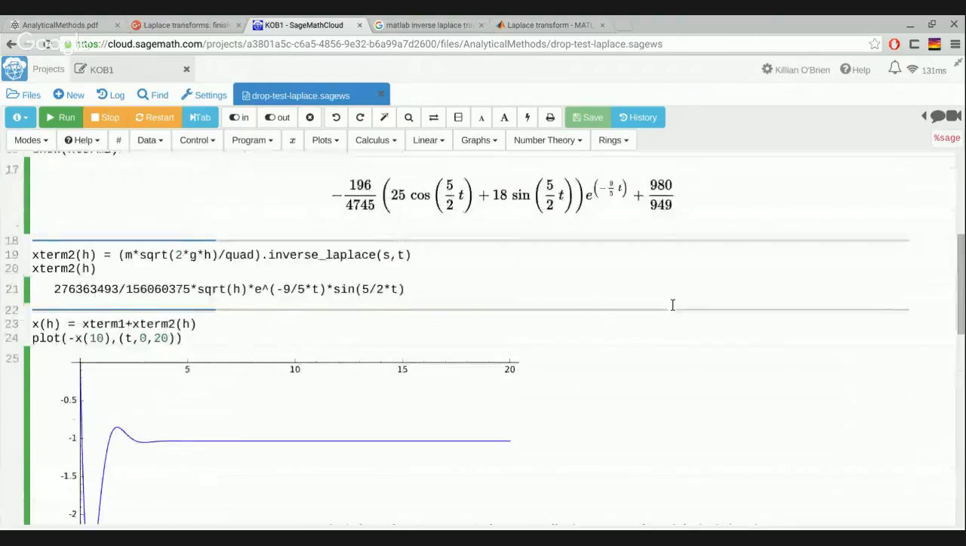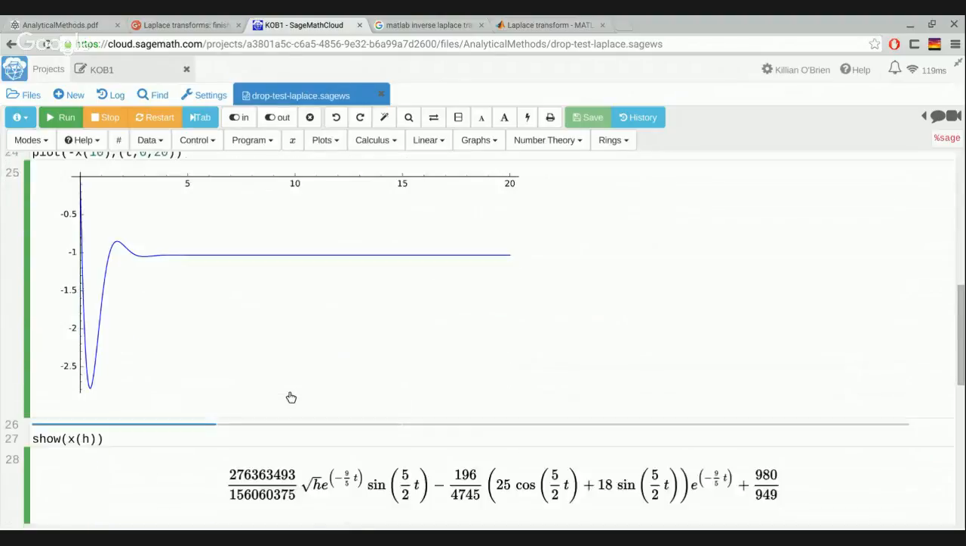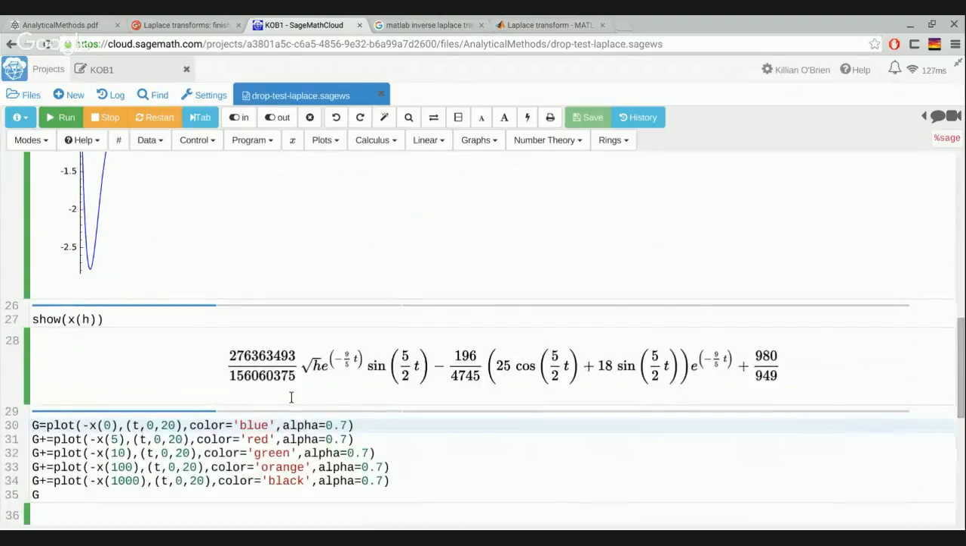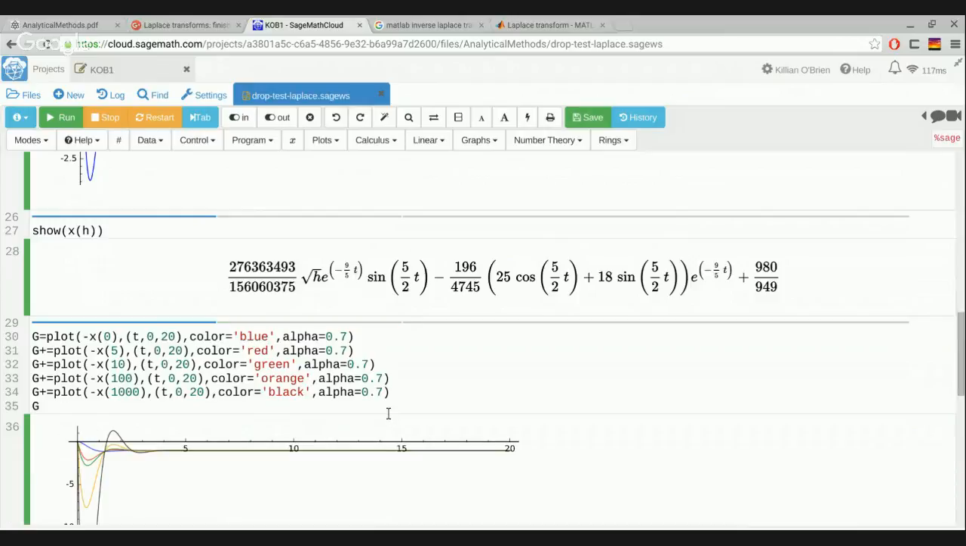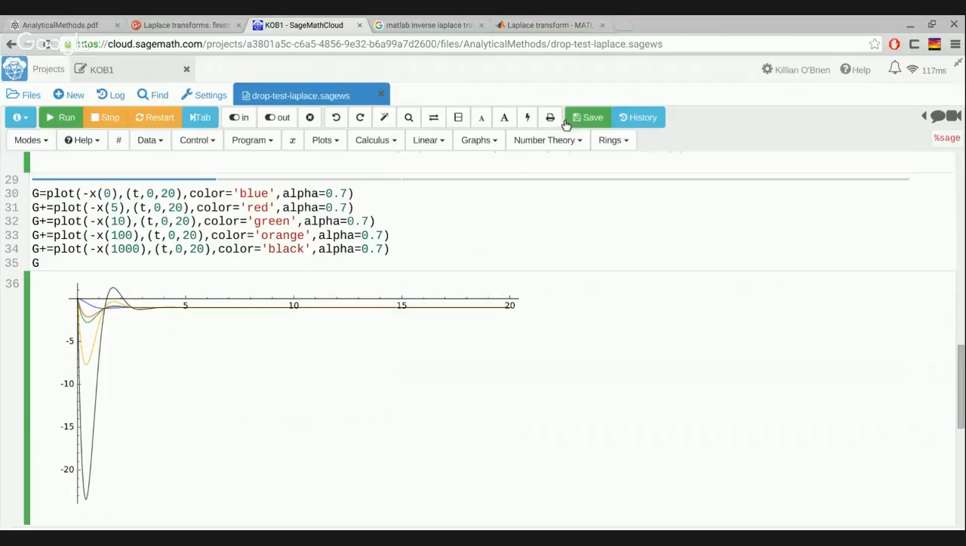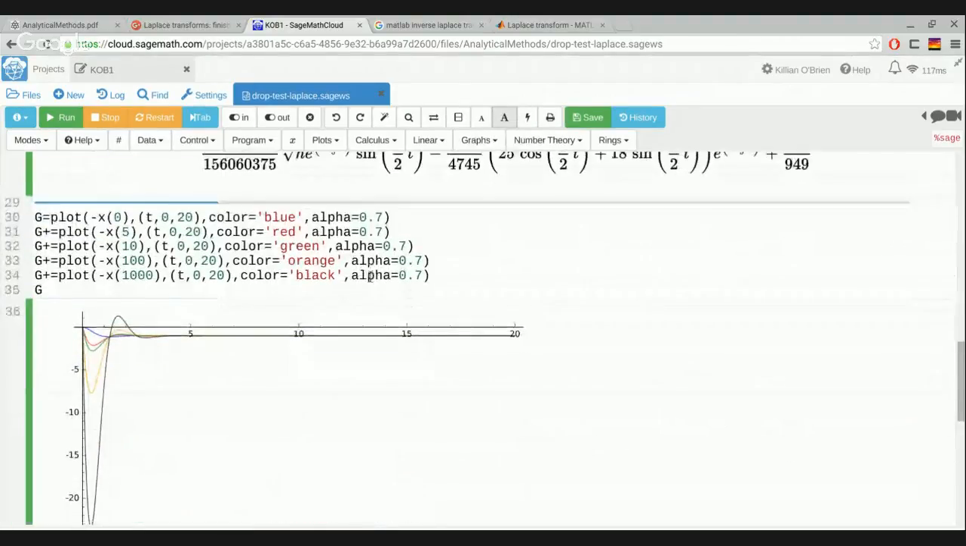But having the solution like this, and especially having the solution as a function of the parameter h, means you can do things like compare different values, or compare the behavior of drops from different heights. So here, you see I've got a whole range dropping from 0 meters, 0 units, 5 units, 10 units, 100, or 1,000. So I'm going to plot all these together and just color them different colors, superimposing all these different plots. And let's zoom that up a bit.